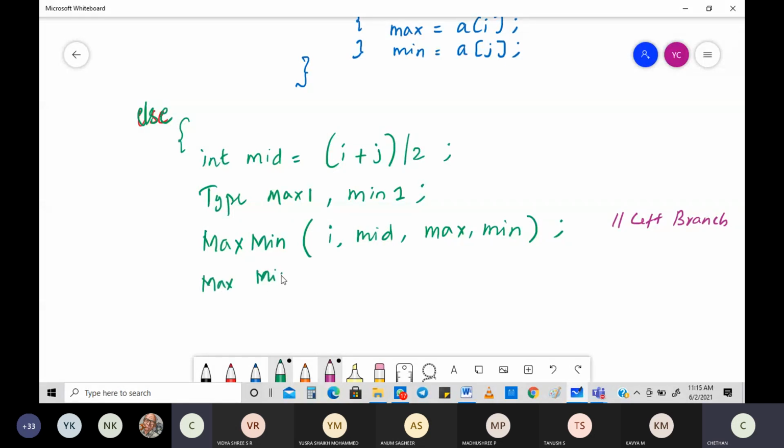From where do you start? From the low point to the midpoint we have done. So obviously we need to start from the next element of the midpoint. So mid plus 1 up to where? Up to high. We are going to figure out the same thing. But here we have done max and minimum towards the left hand side. So towards the right hand side, we are just going to name them max 1, min 1.